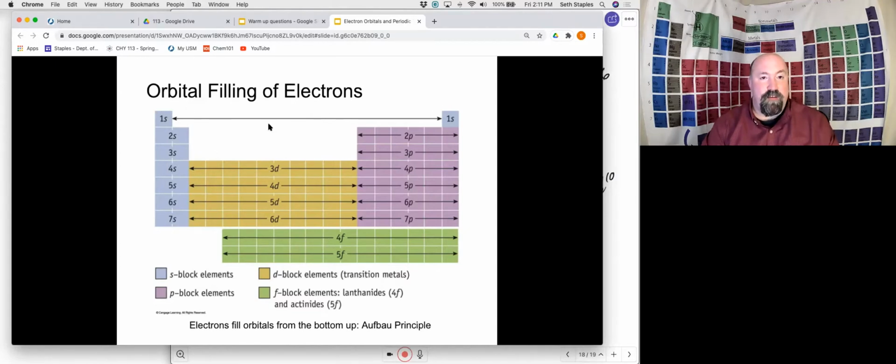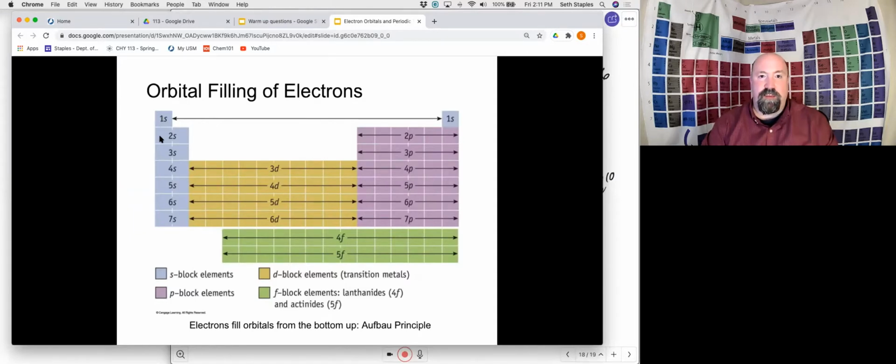In our first period, hydrogen and helium, these end with 1s. These end with 2s. These end with 3s and 4s. Everything here in the first row or the first column ends with s1. And so hydrogen, 1s1.